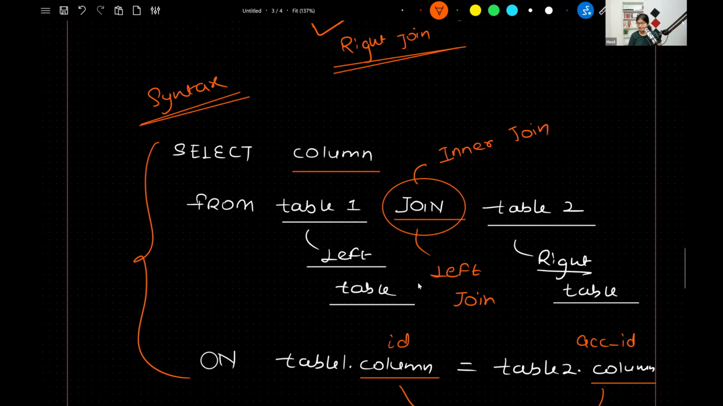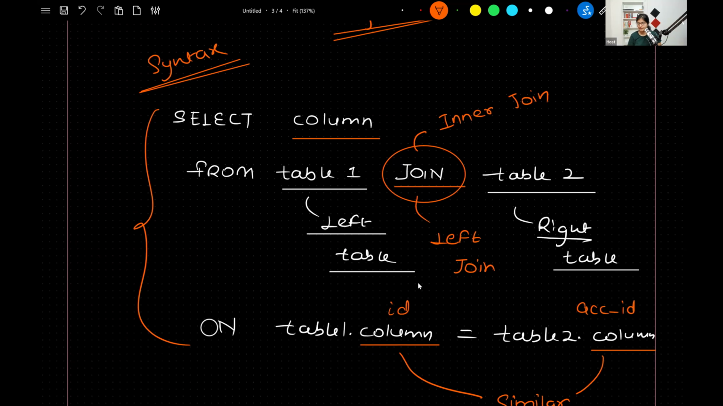Can I ask you a question? Yes. So even if the column names aren't the same, SQL can figure that out? Yes. So you're specifying that, even though the names are not the same, ID and account_ID, the internal significance is the same. That's what you're specifying when you're mentioning table 1 dot column equal to table 2 dot column.